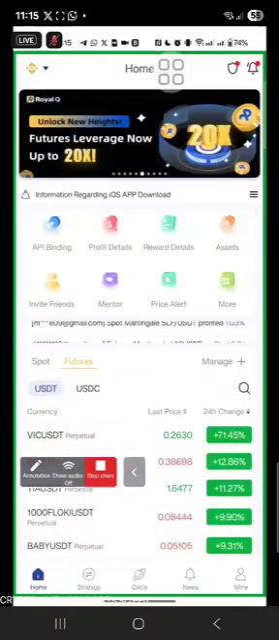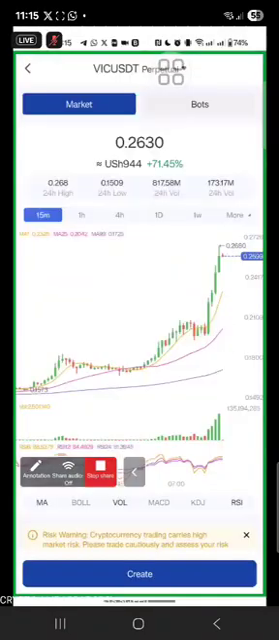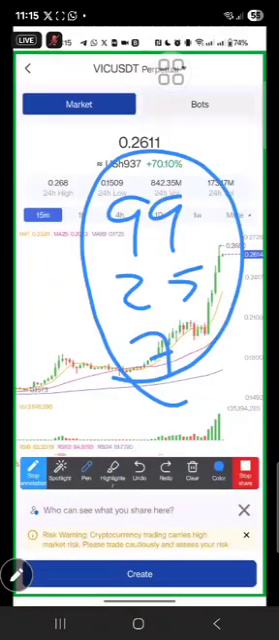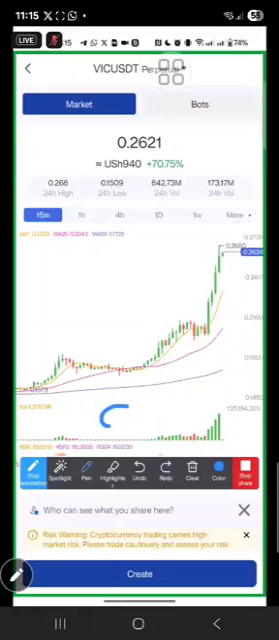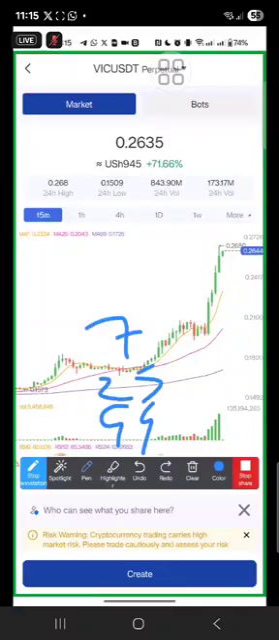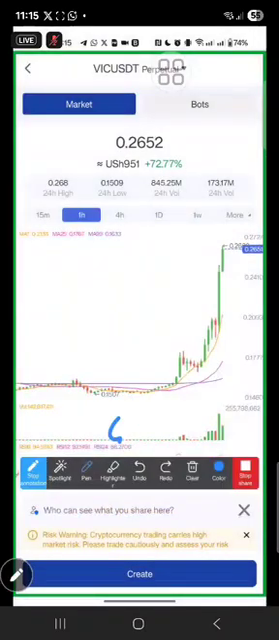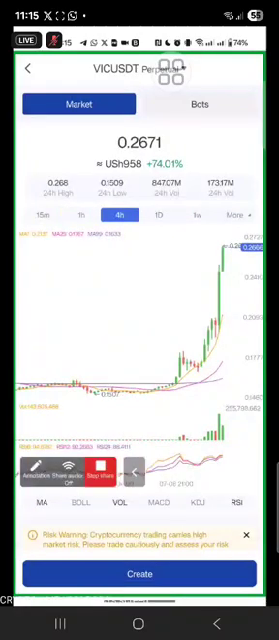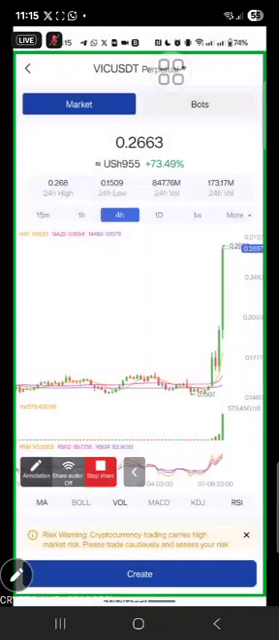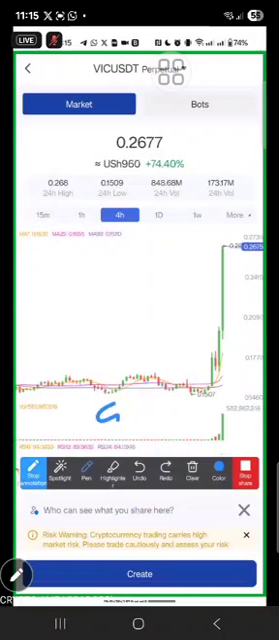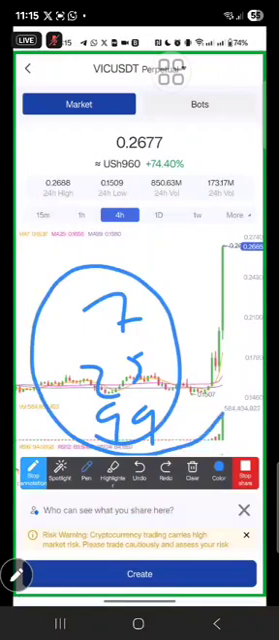Okay, you see now here, when we come to this coin called Vinky, you see 99, 25, 7. This coin is on an uptrend. Let's put it in 1 hour. You see 99, 25, 7. This coin is on an uptrend. But I would advise that if you want to make a lot of money, you see 99, 25, 7. So after you have seen this, if you are using an Android, then start making money.